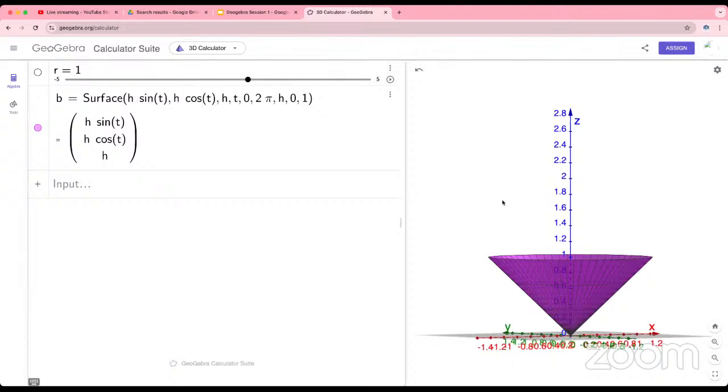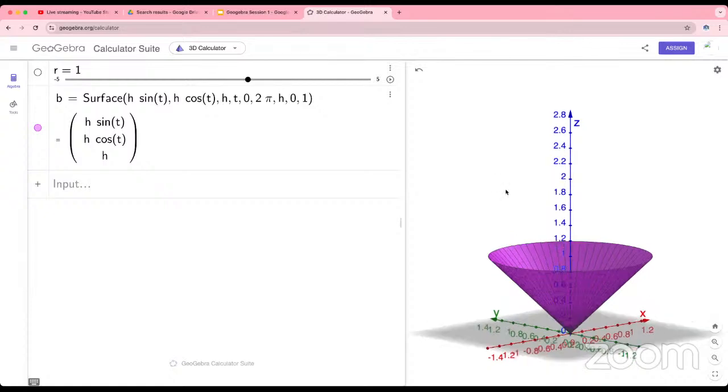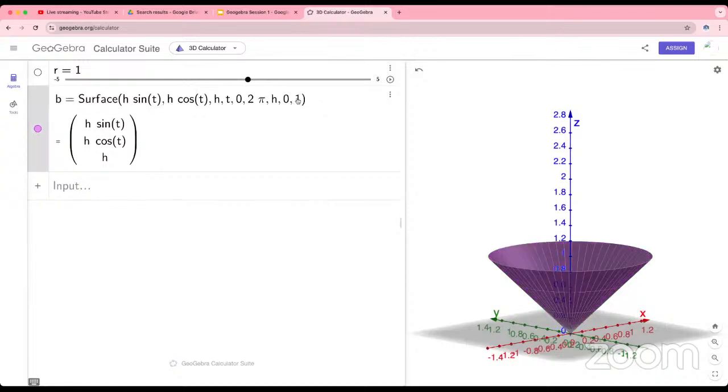Sir, in this case, we are taking h value 2 pi to 0. Right. So that's a very interesting thing. Instead of 2 pi to 0, you can also take it from 0 to 2 pi. That's very interesting. Can anybody guess what will be the output?